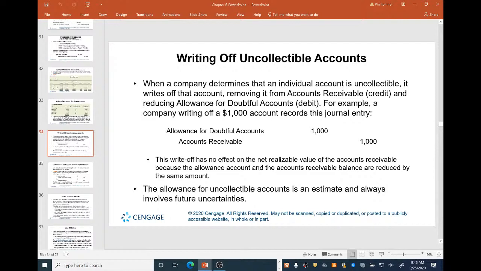This write-off has no effect on net realizable value of the accounts receivable because the allowance account and the accounts receivable balance are reduced by the same amount. So no net effect. The allowance for uncollectible accounts is an estimate and always involves future uncertainties. Okay, so we know that.